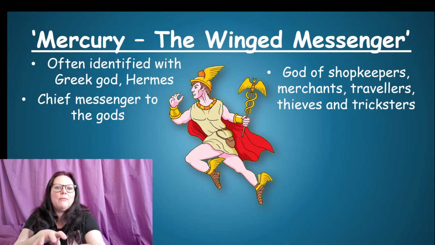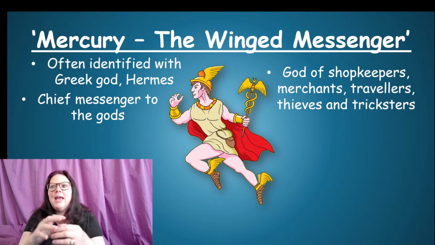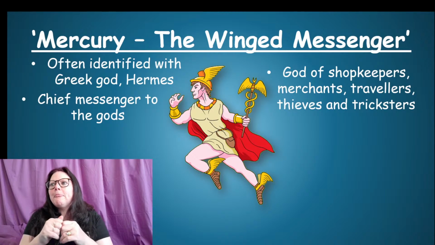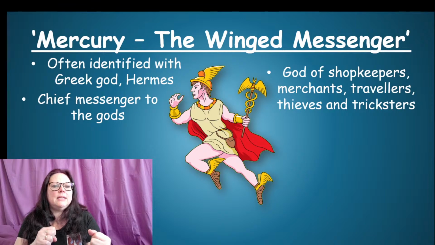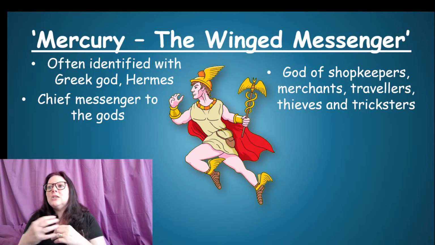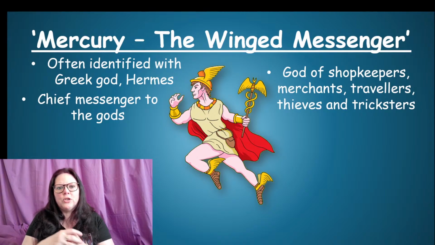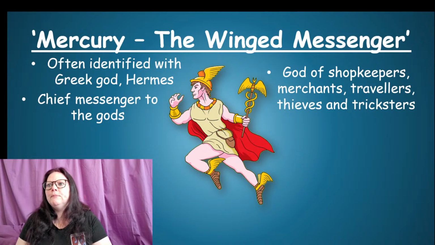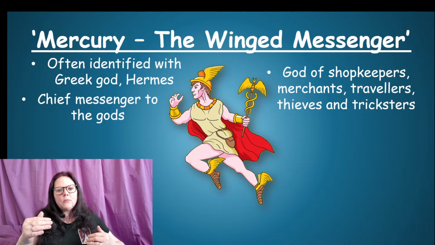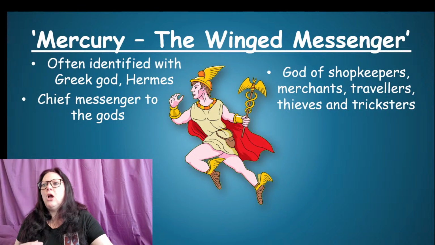Well, let's just have a look at the picture of Mercury there. He's got the winged sandals. He's got the winged cap, and he's carrying the staff. So that's the link, the look with Hermes. He is the chief messenger of the gods. He was also responsible for conveying souls to the underworld. And he was the link between the gods and humankind, basically.